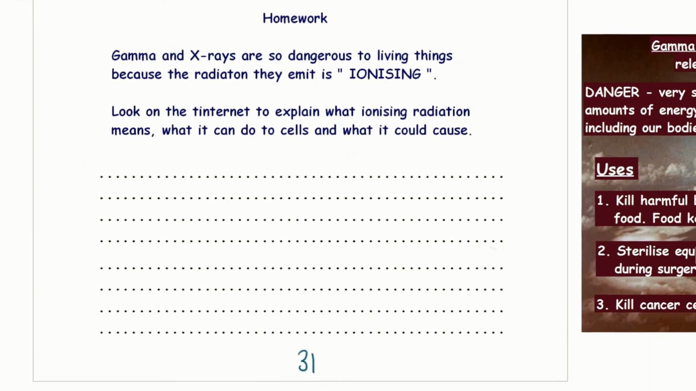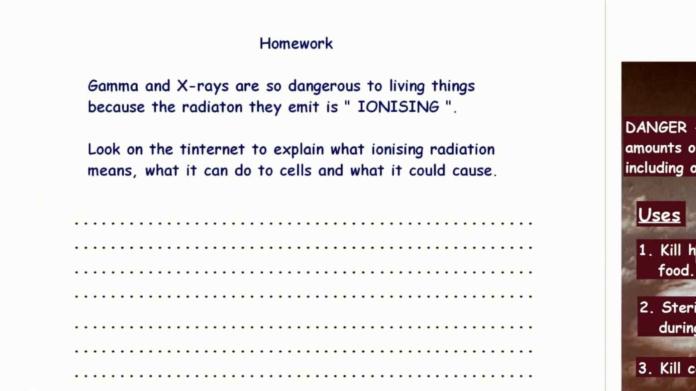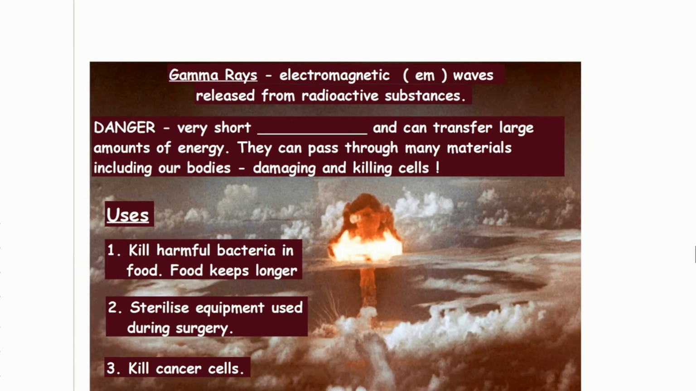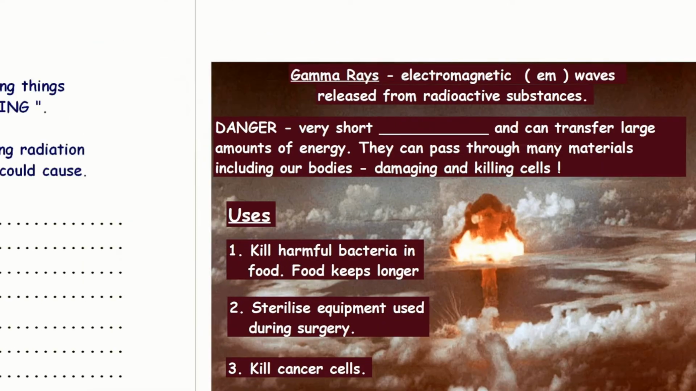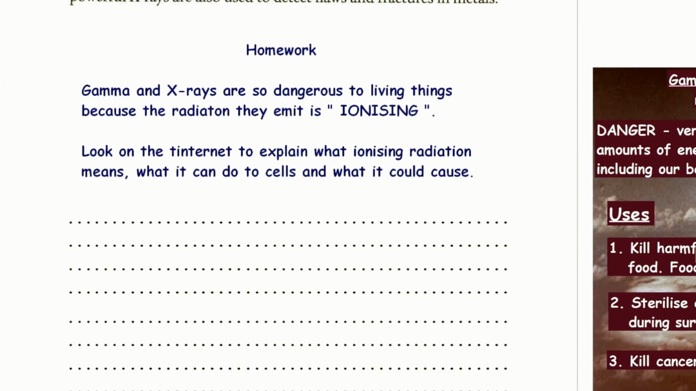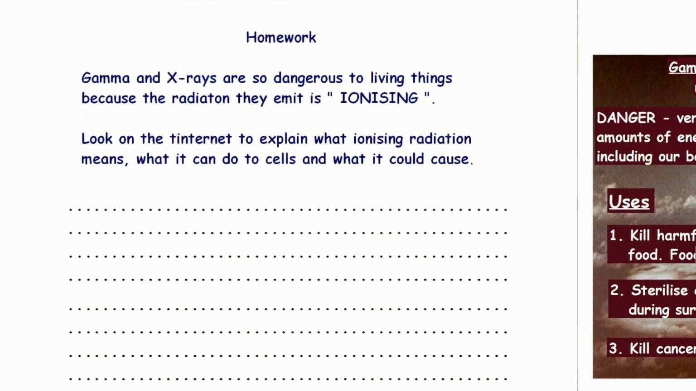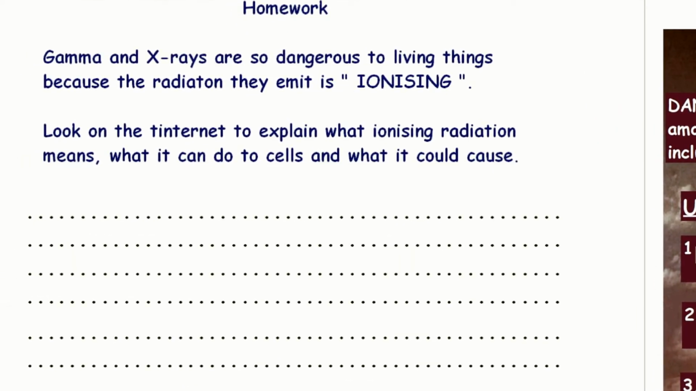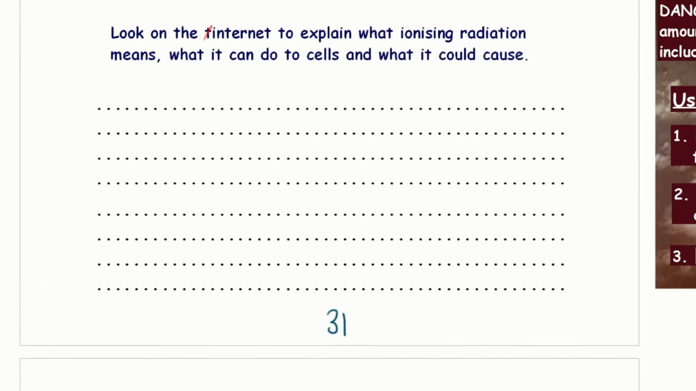Your homework is this. You can read through that. I've just put some more information there that we've had up above on gamma rays. And the question is, look on the internet to explain what ionizing radiation means, what it can do to cells, and what it could cause.